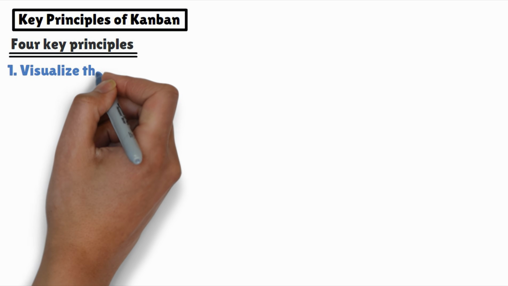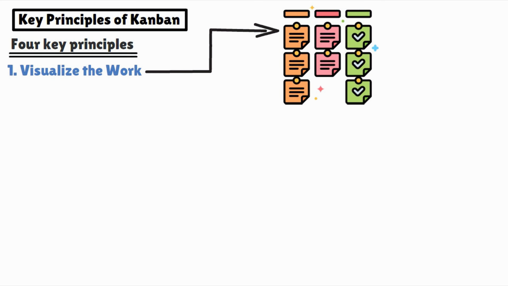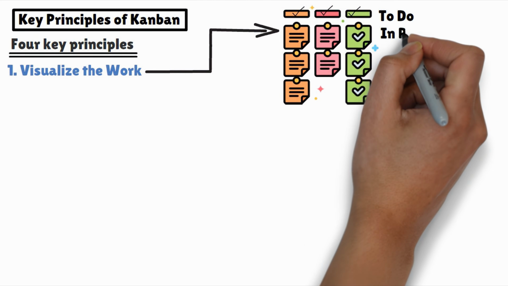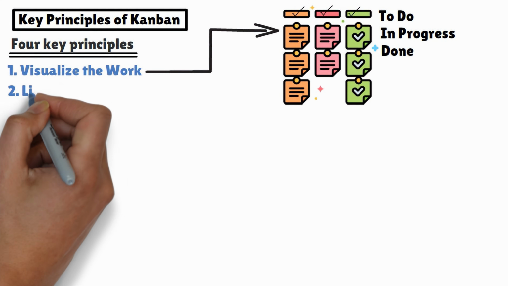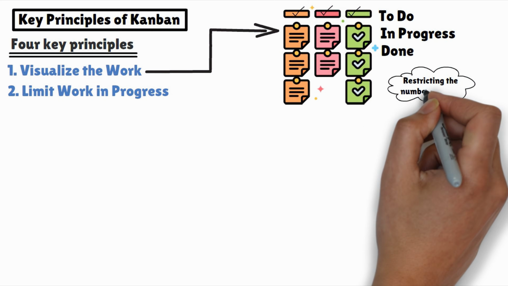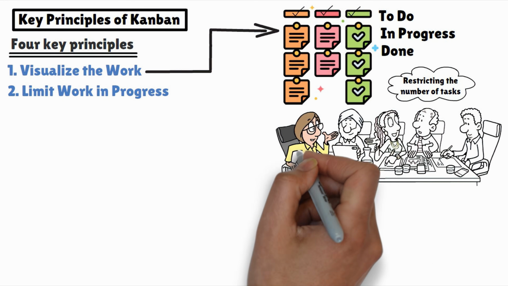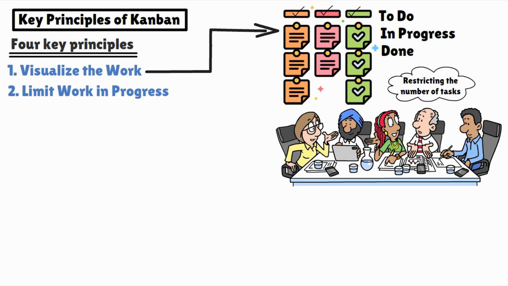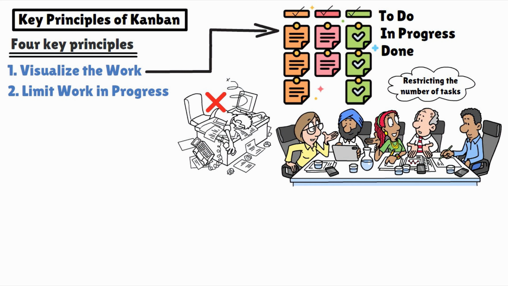1. Visualize the work. Kanban centers around visualizing work on a board. Each board is divided into columns representing different stages of the workflow, like to do, in progress, and done. Tasks move across these columns, making it easy to see where everything stands. 2. Limit work in progress. By restricting the number of tasks that can be in progress simultaneously, Kanban keeps the team focused on completing tasks before starting new ones. This prevents overload, maintains priorities, and keeps work flowing smoothly.